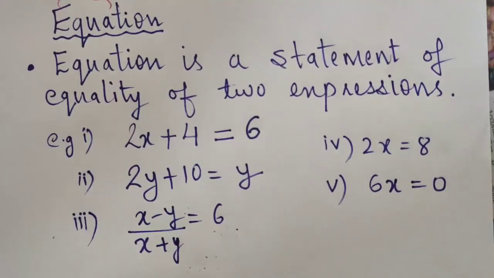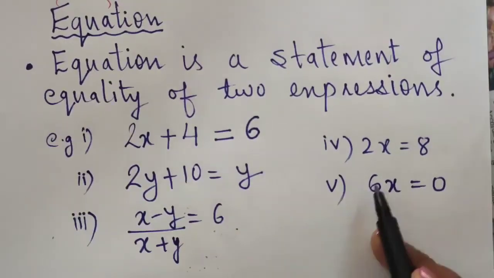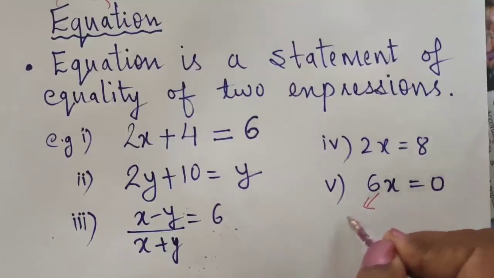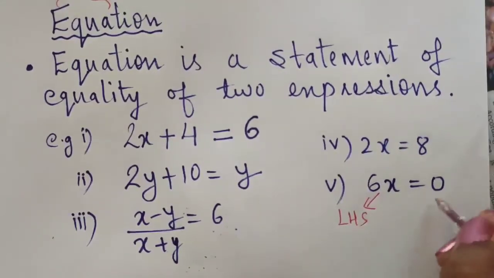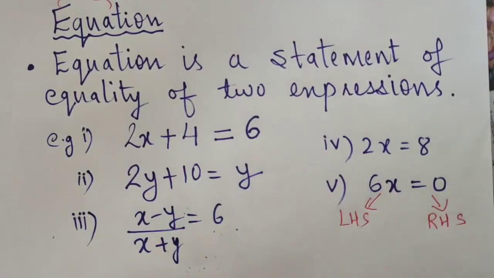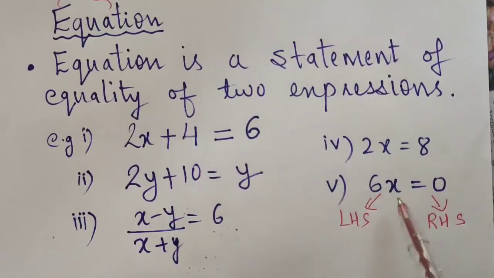But what we want to emphasize is whenever we talk about an equation, there has to be an equality symbol which equates the left hand side and the right hand side. So as we move further, you will understand that in an equation, this will be represented as left hand side and this will be represented as right hand side. You take any equation, this is left hand side and this is right hand side. Okay, similarly here this is left hand side and this is right hand side.